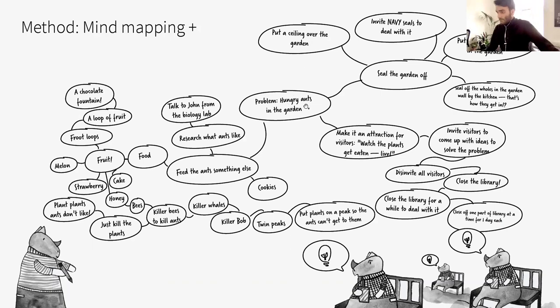So hungry ants in the garden. As a solution might be seal the garden off. And because Bob said seal the garden off, then Jim thought of a ceiling because seal sounds like ceiling. And someone shouts out, invite the Navy SEALs to deal with it. And someone says, put a seal in the pool in the garden, which doesn't even make any sense, but that's okay. That's perfectly okay in this phase.